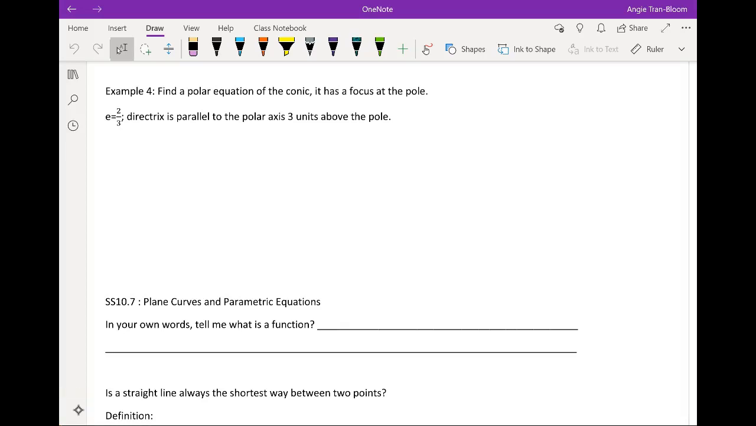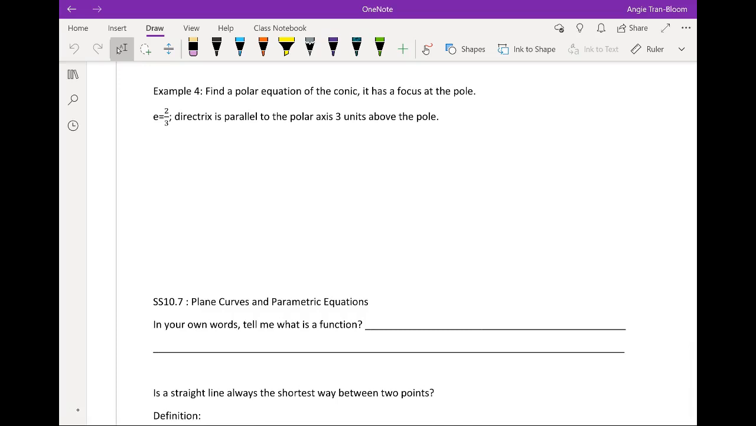Example 4, find a polar equation of the conic given below. Again, the focus is at the pole. You're given e equals 2/3. Your directrix is parallel to the polar axis, and you are 3 units above the pole. So that means, is this a sine function or cosine function?